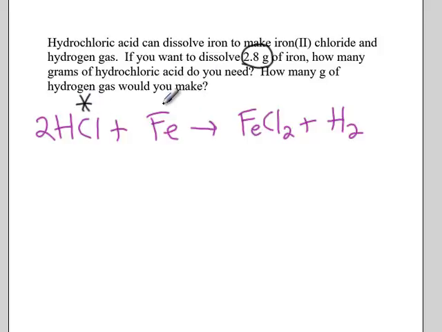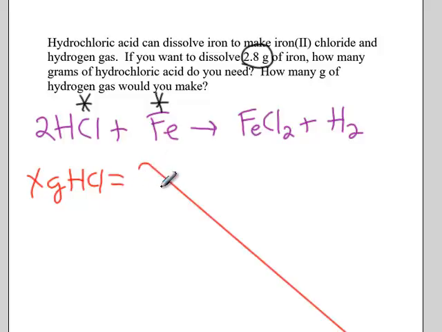So we are relating these two chemicals together, two reactants. We're not trying to turn the reactants into products in this case. We don't care how much, for example, hydrogen gas we're going to make. We just want to know how much hydrochloric acid. The nice thing about stoichiometry is it relates any two chemicals together. Once you have the balanced chemical equation, the coefficients let you relate any two chemicals, whether they're two reactants, two products, one reactant and one product, it doesn't matter. So the unknown: how many grams of HCl do we need to react with 2.8 grams of iron?